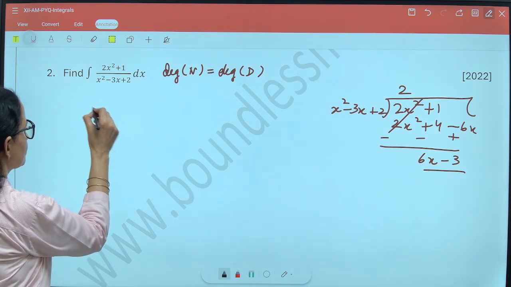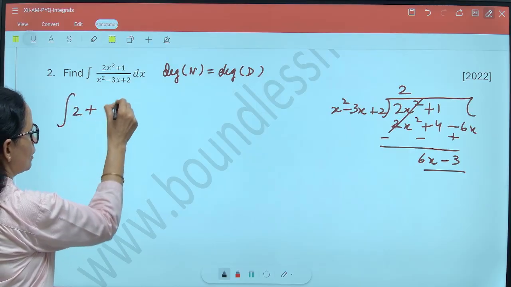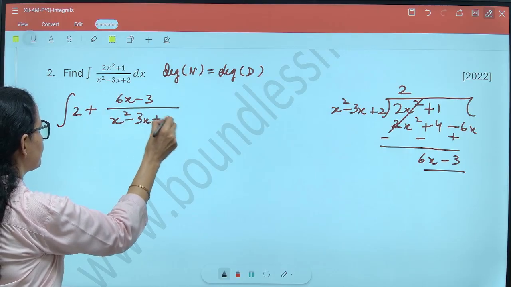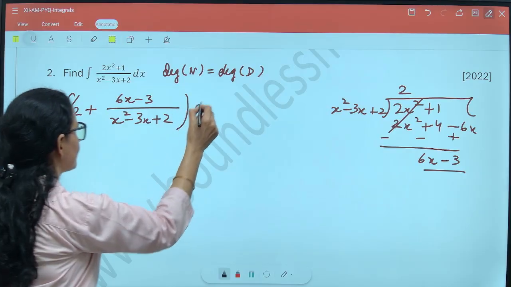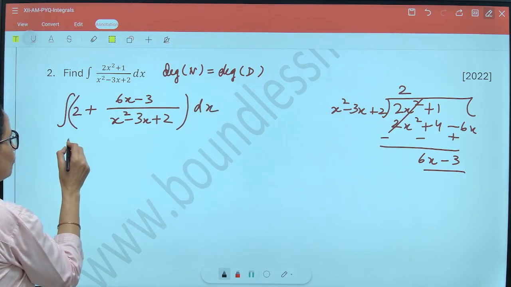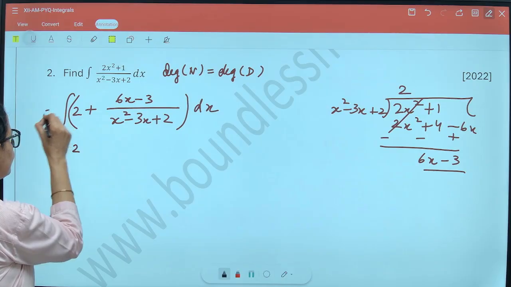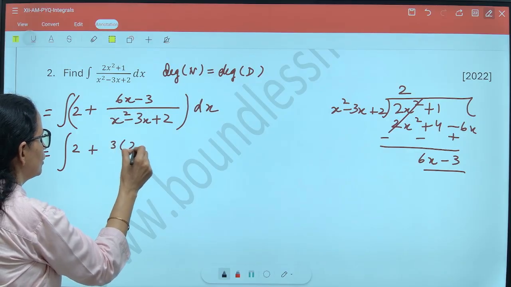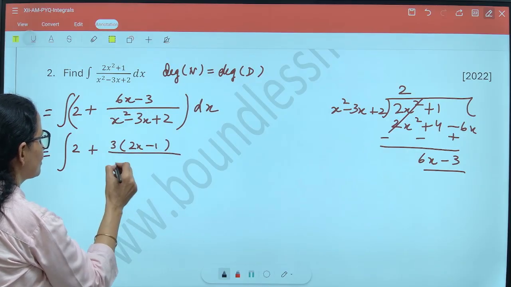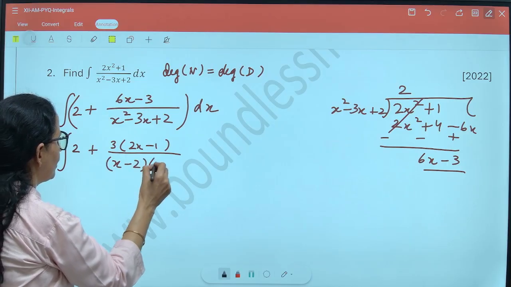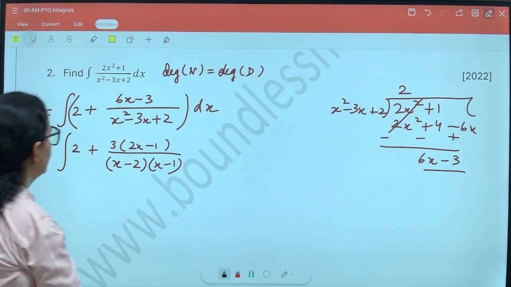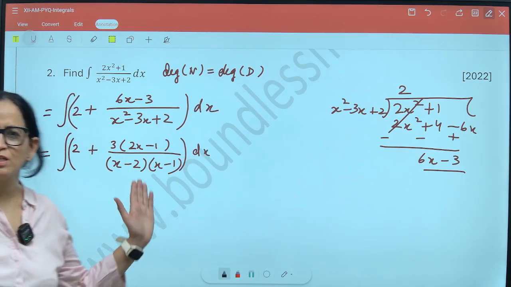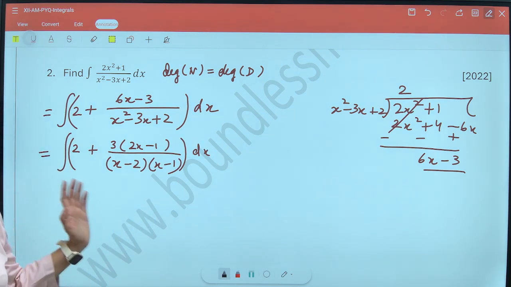So the question becomes the integral of 2 plus (6x minus 3) upon (x square minus 3x plus 2), put the entire thing in brackets and then dx. Now let's simplify it a little further. It is the integral of 2 plus, take this 3 out, (2x minus 1), and factorize the denominator, it becomes (x minus 2) and (x minus 1), and then put this entire thing in brackets and then dx. Now how do we integrate such an expression? Think about it. Yes, you can do it.